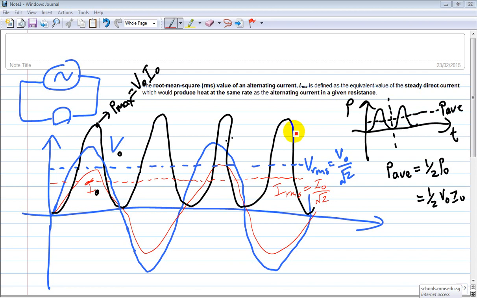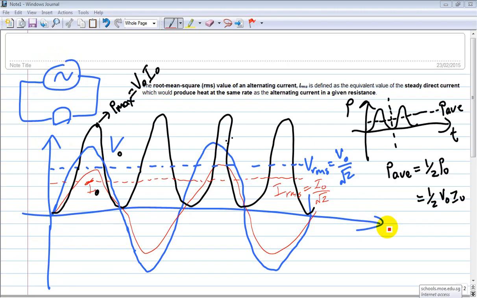Okay, we try and have a look at the idea behind the definition of Irms, which is in your notes. If we were to have a look at an alternating current source attached to a resistor, what kind of graph will this alternating current source produce? So I'll try and draw the graph for you.